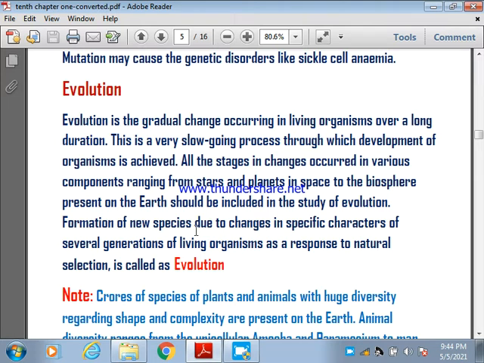Formation of new species due to change in specific characters of several generations of living organisms as a response to natural selection is called evolution.